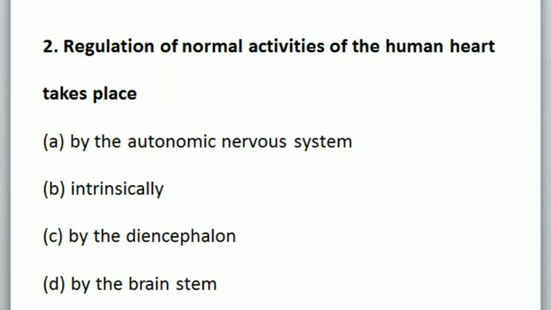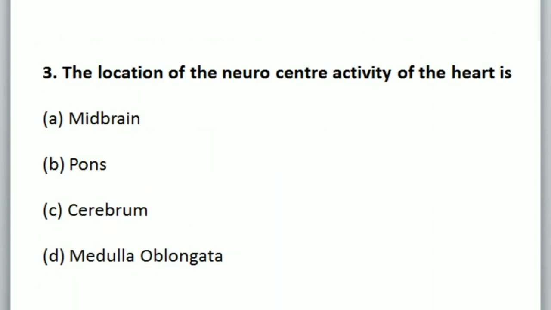2. Regulation of normal activities of the human heart takes place A. By the autonomic nervous system. B. Intrinsically. C. By the diencephalon. D. By the brainstem. Answer B. Intrinsically. 3. The location of the neurocenter activity of the heart is A. Midbrain, B. Pons, C. Cerebrum, D. Medulla oblongata. Answer D. Medulla oblongata.